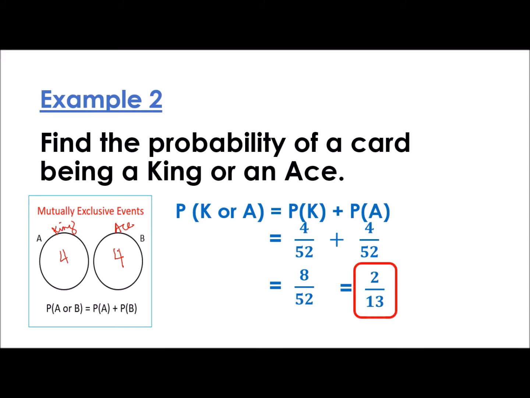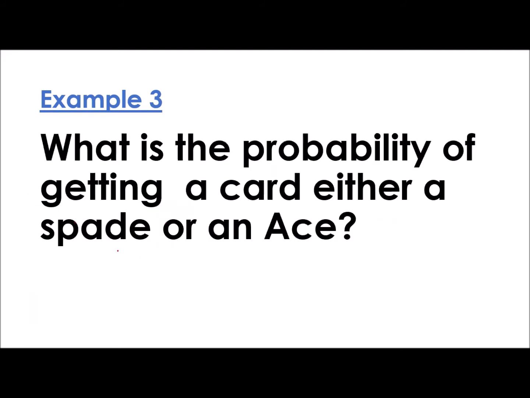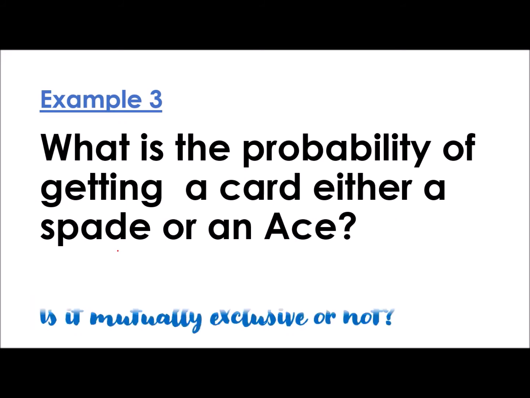So yan ang klase ng isang problem that are mutually exclusive events. Dalawang magkaibang bagay. Okay? Next, what is the probability of getting a card, either a spade or an ace? Is it mutually exclusive or not? Can it happen at the same time or not? Okay. It is not.